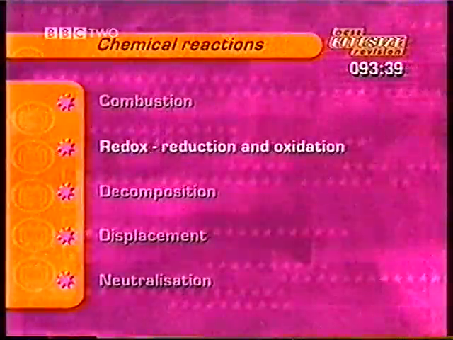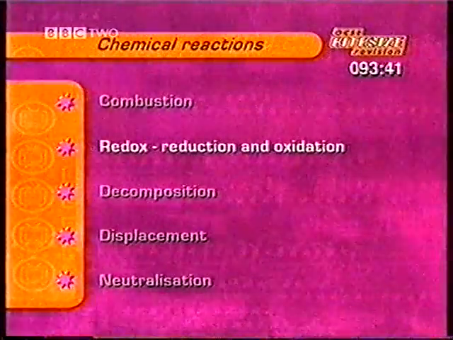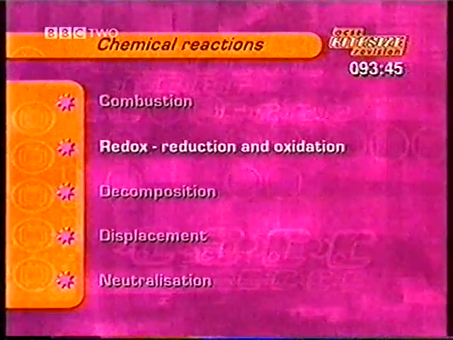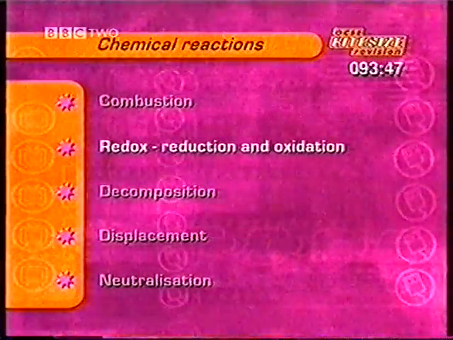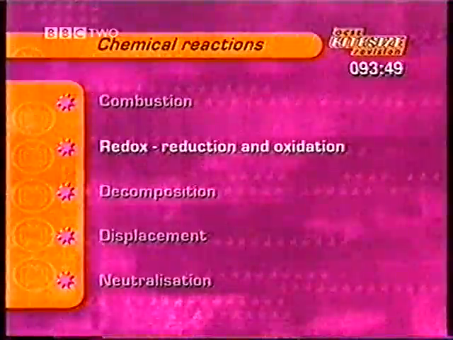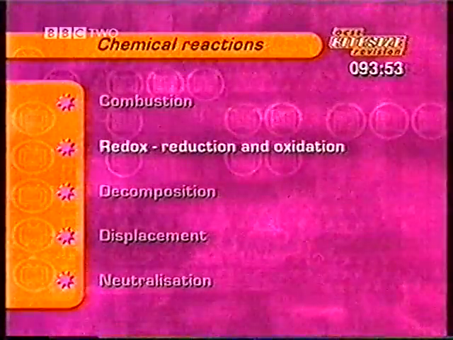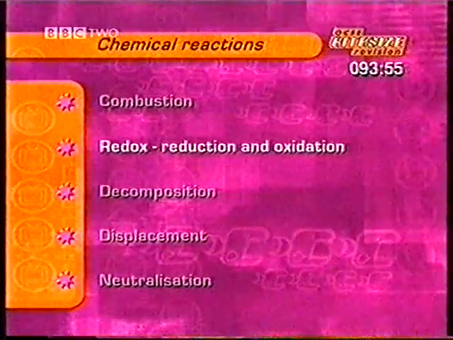The next type of chemical reactions are called redox reactions. That's reduction and oxidation. These next clips start by showing some oxidation taking place, and then go on to explain oxidation and reduction in two different ways.